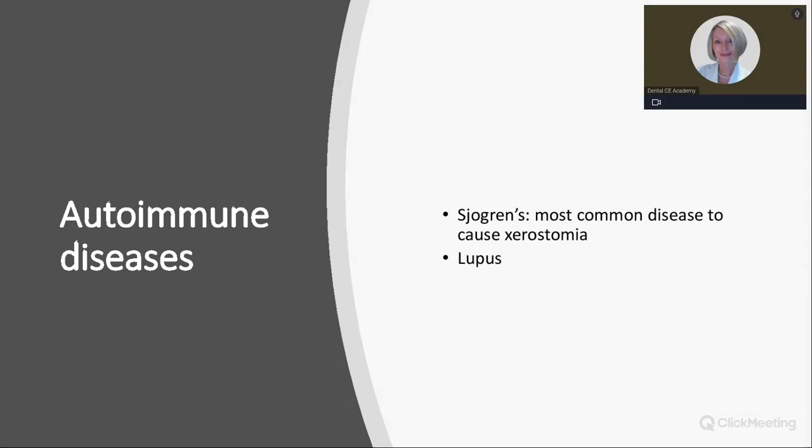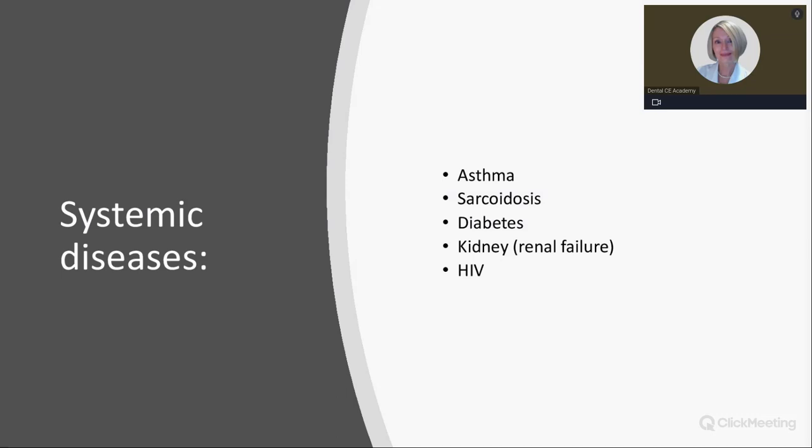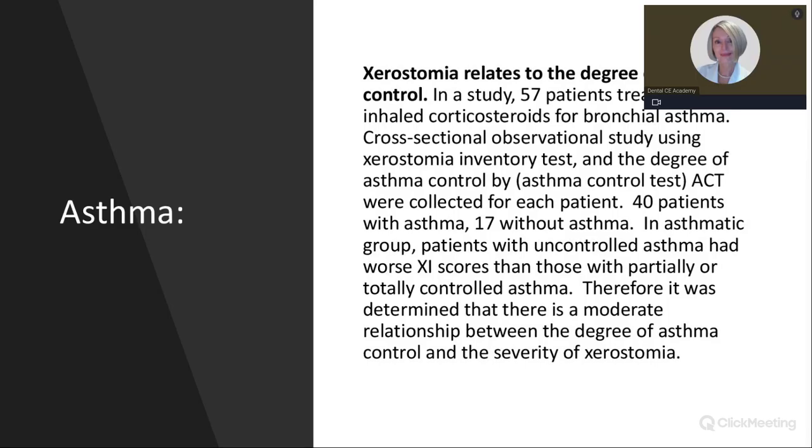Of course, we know that xerostomia is associated with autoimmune diseases. Sjogren's is the most common disease to cause xerostomia. As you know, lupus is another. Also associated with other systemic diseases: asthma, sarcoidosis, diabetes, renal failure, HIV.